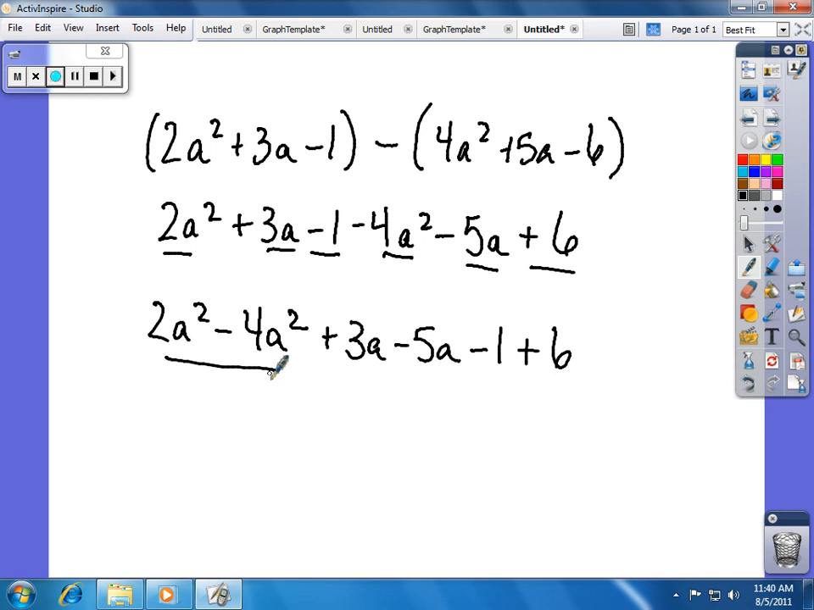And now we can combine each set of terms together to get our final answer. So we've got 2a squared minus 4a squared. That gives us a negative 2a squared. We've got a positive 3a minus 5a. That gives us a minus 2a. And we have a negative 1 and a positive 6, which leaves us with a positive 5. And therefore that is the reduced form of this initial equation.